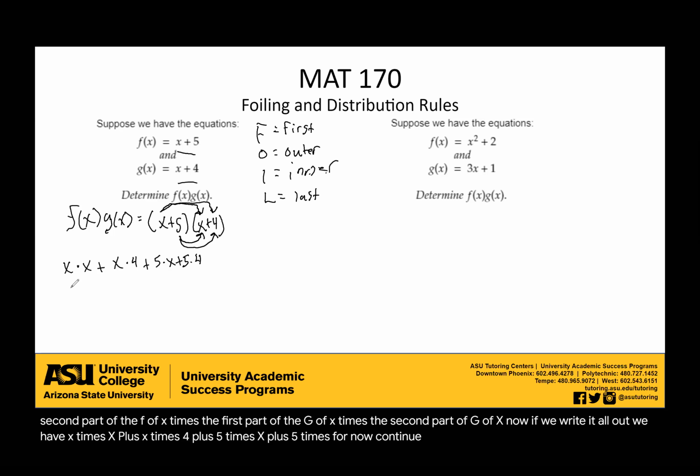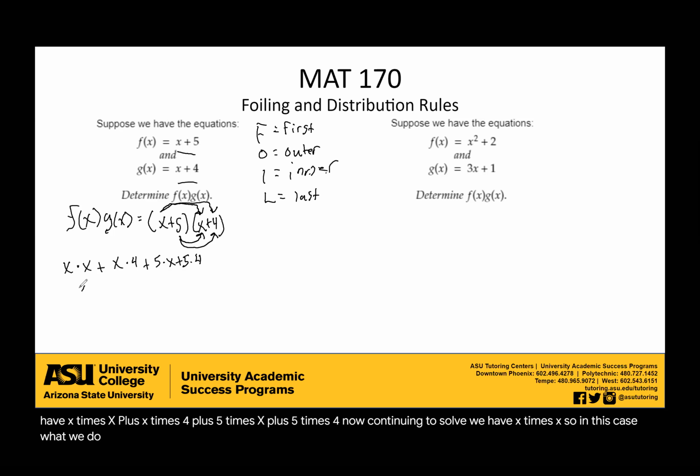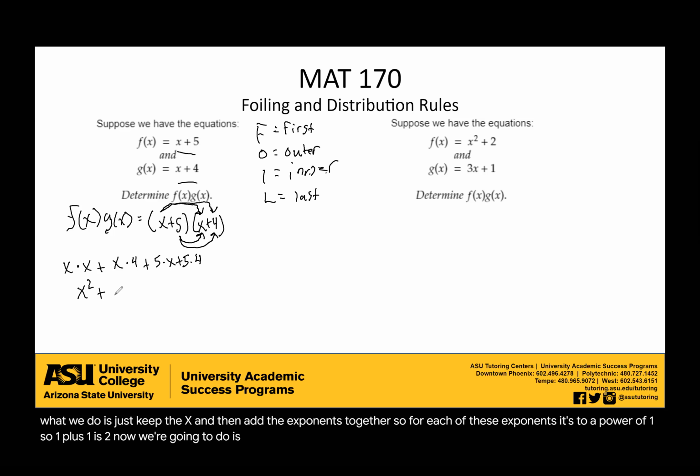Now, continuing to solve, we have x times x. In this case, we keep the x and add the exponents together. Each of these exponents is a power of 1, so 1 plus 1 is 2. Then we combine the 4 and the x, so we have 4x plus 5x, plus, and then 5 times 4 is 20.